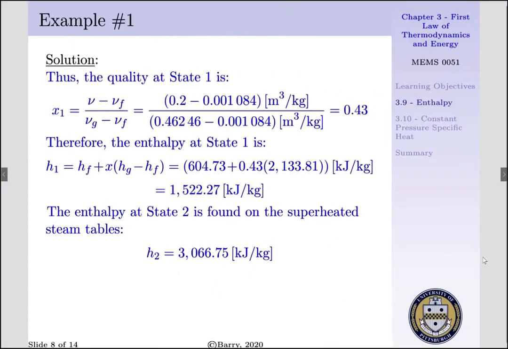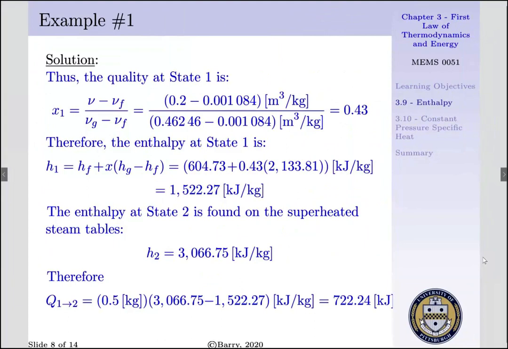Now at state 2, we recognize that our temperature is greater than our saturation temperature, i.e. 300 degrees centigrade is greater than Tsat corresponding to 400 kPa, and thus we're existing as a superheated vapor. Our enthalpy at state 2 is found from the superheated steam tables to be 3066.75 kilojoule per kg.